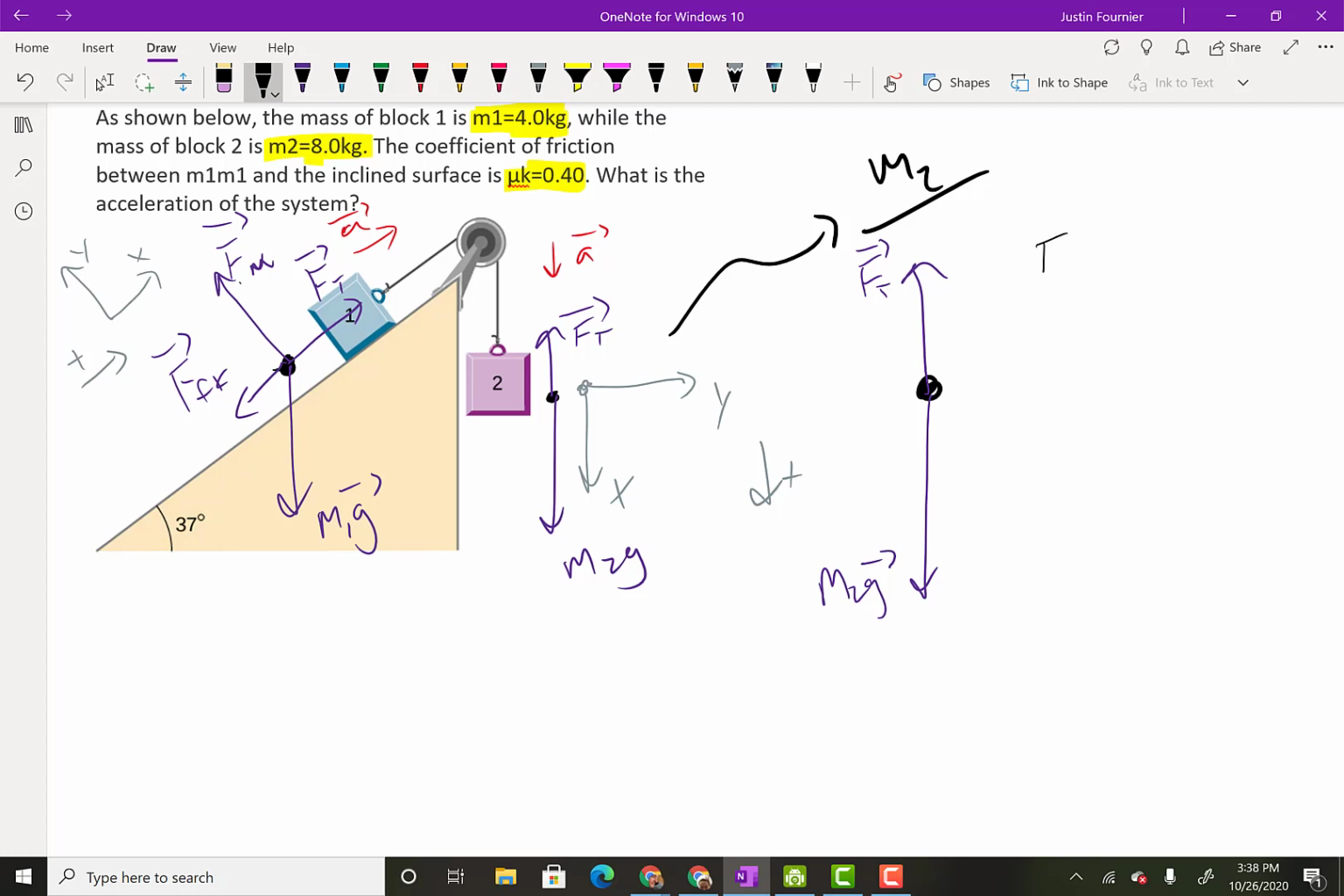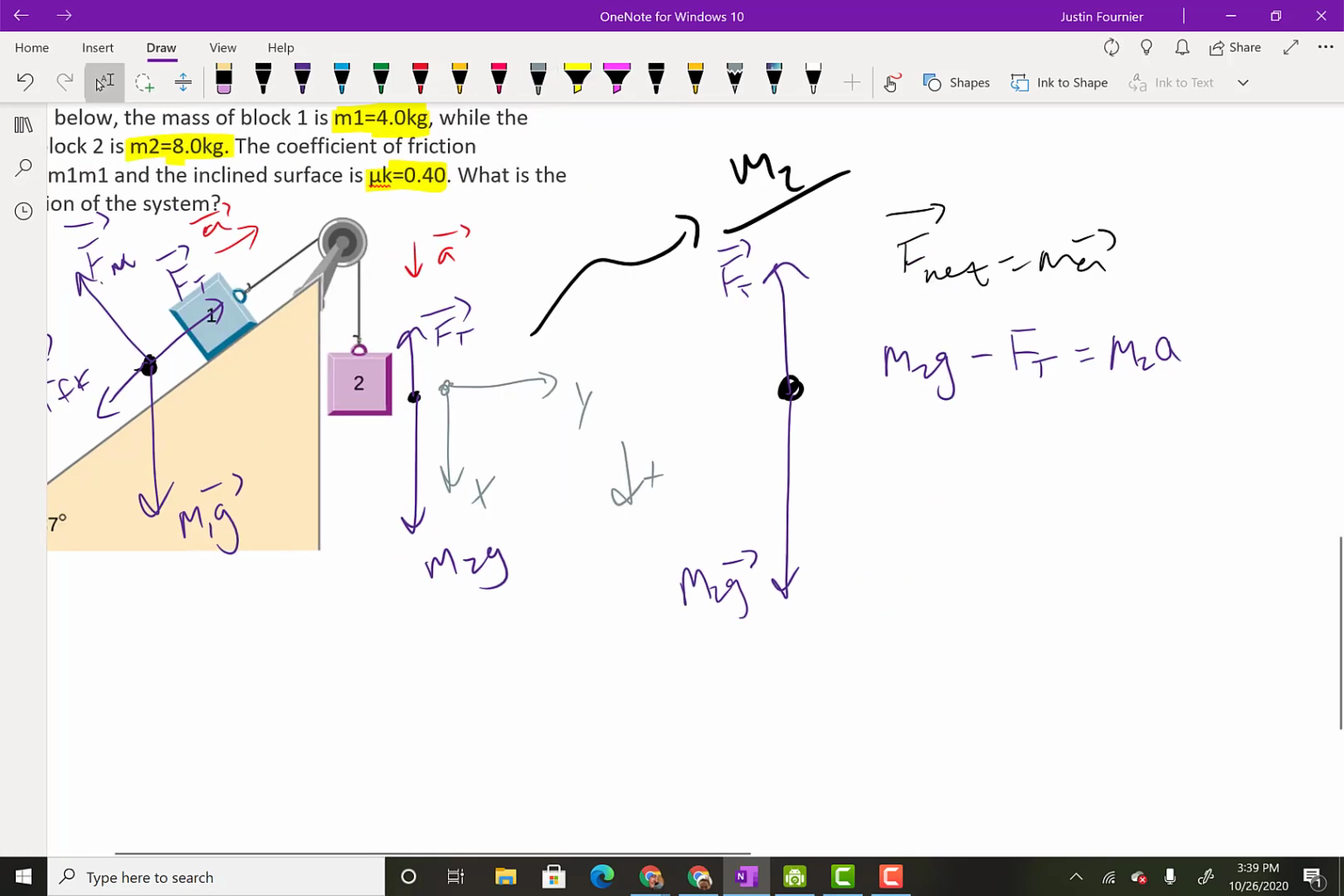So this is going to be F net, what? F net equals ma. So F net in this case is going to be m2g. m2g minus FT is equal to m2a. And I think that's about as far as I can get with that. I'm going to call that equation 1. So I got one equation right there.